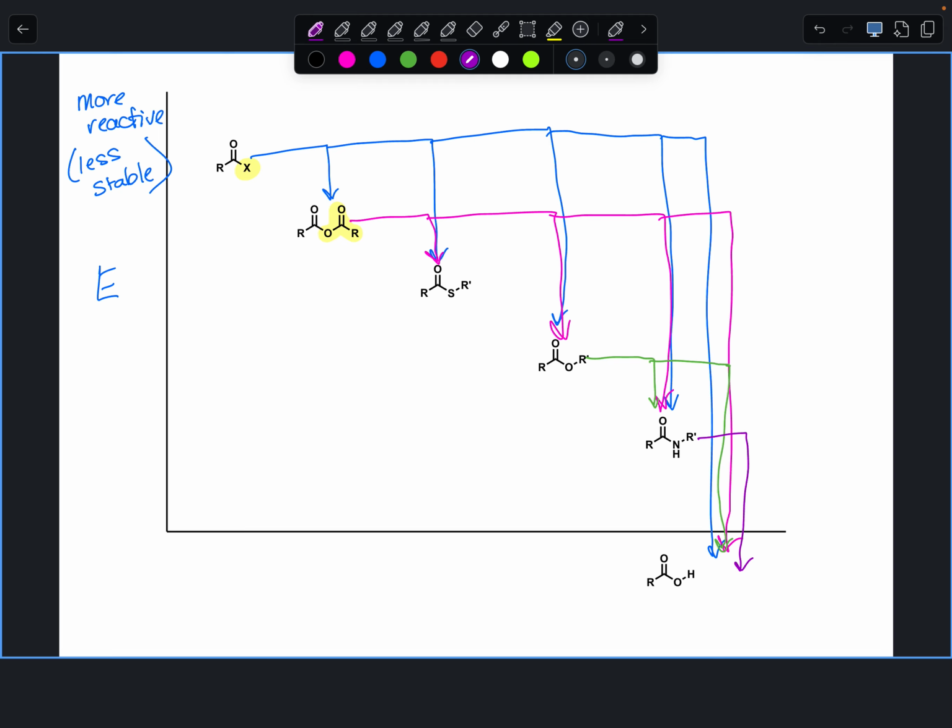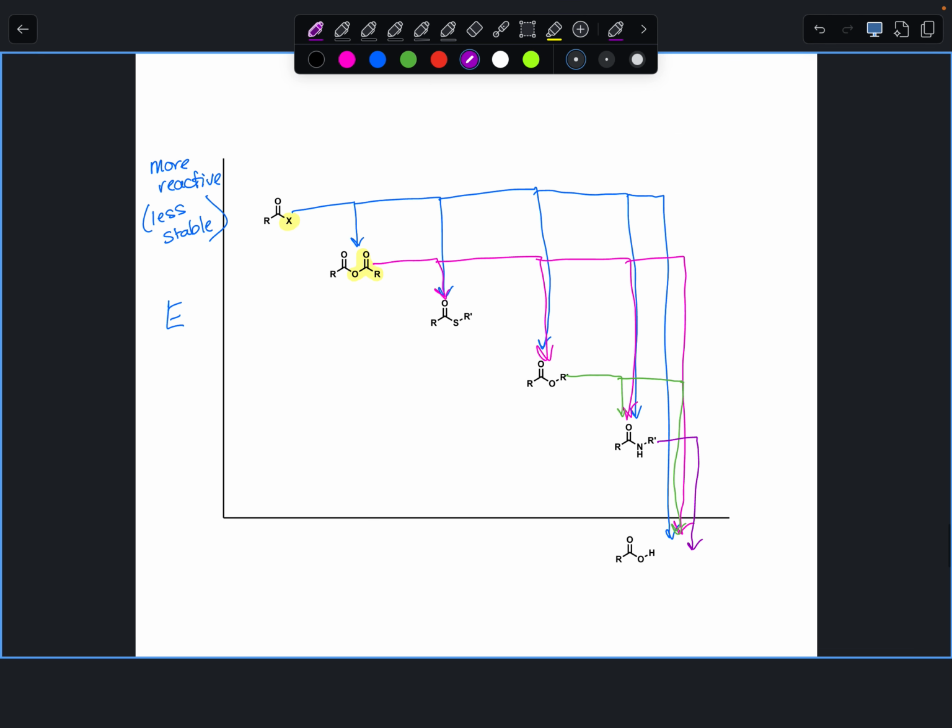This one looks a little different. And that's because the 2 ends of our carboxylic acid derivative are attached. Don't treat this any differently. So we have an anhydride. What's the leaving group?